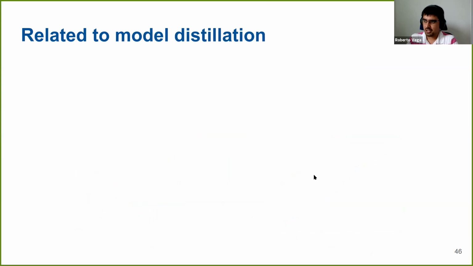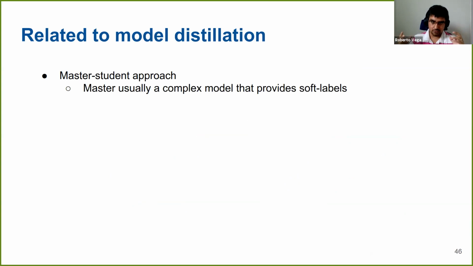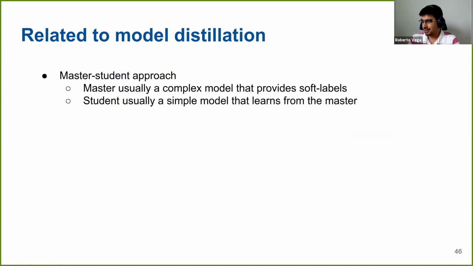Now, this approach that I present here is related to something in machine learning called model distillation. This is usually a master-student approach, and the master is usually a very complex network that provides the soft labels, and the student is usually a simple model that learns from the master. So basically, they use a very complex neural network to learn the probabilistic labels. Now, these approaches work because, one, this is a very complex model, but second, because you have tons of data to learn this complex model and to expect that these probabilities are going to be calibrated. You have millions of images, but that is not the case in medical cases.